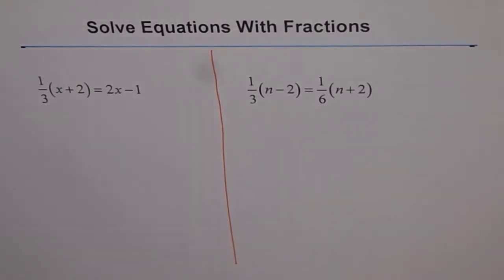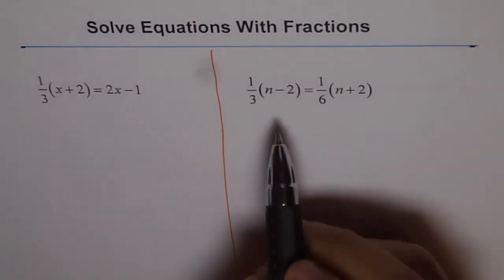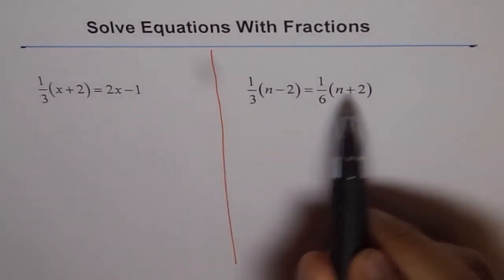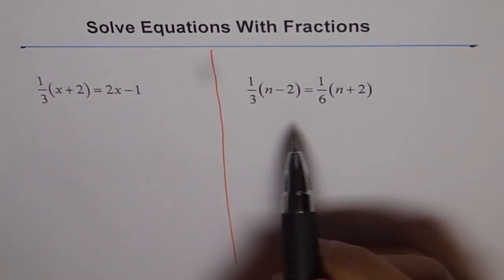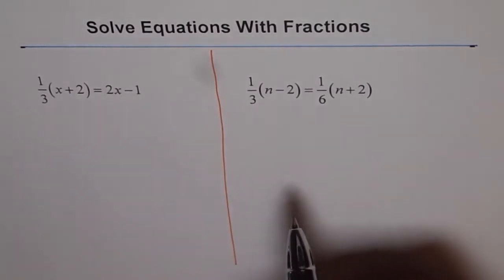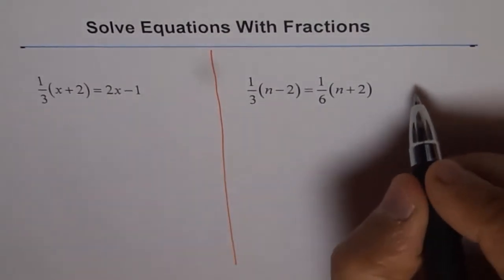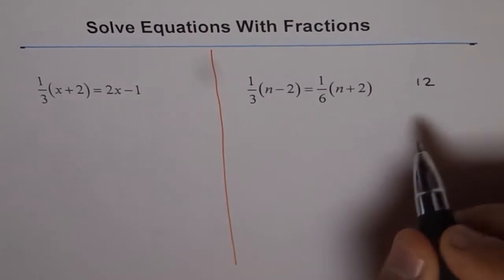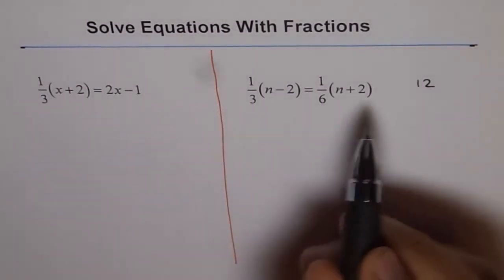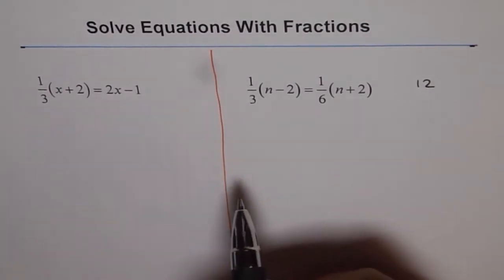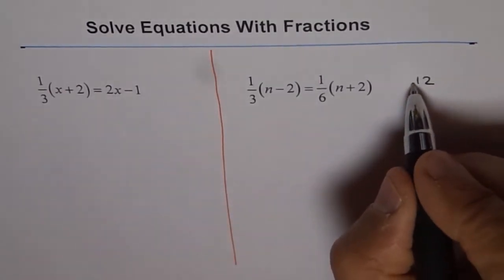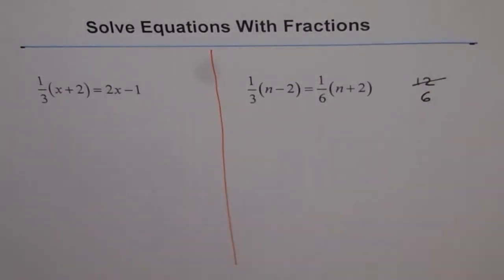So the first thing which we should do is find out what number to multiply with so that we get rid of the denominators 3 and 6. So what could be that number? The number is 12, correct? Now if I multiply each side with 12, then I can get rid of 3 and 6. Well, I could do it with 6 also. Yes, 6 can also work.